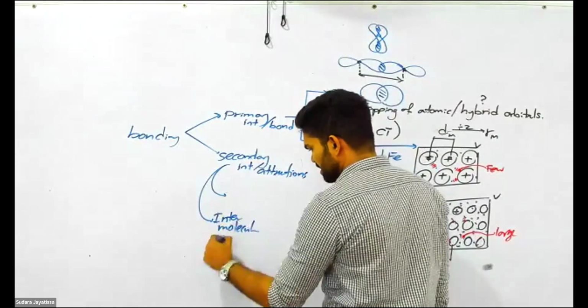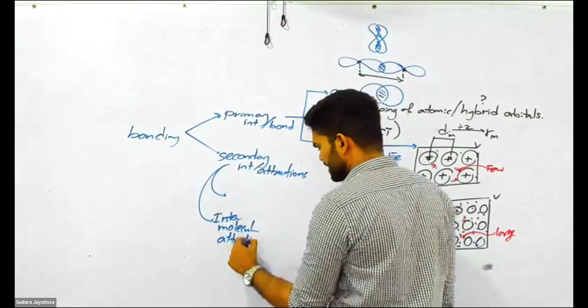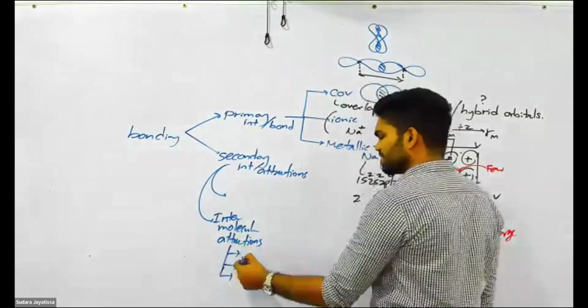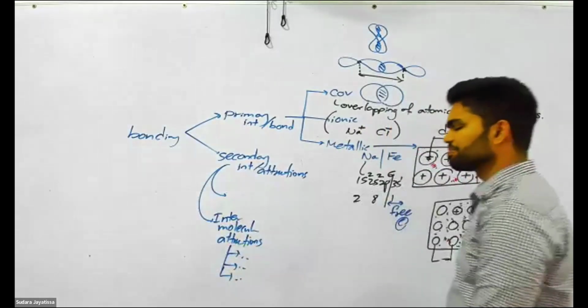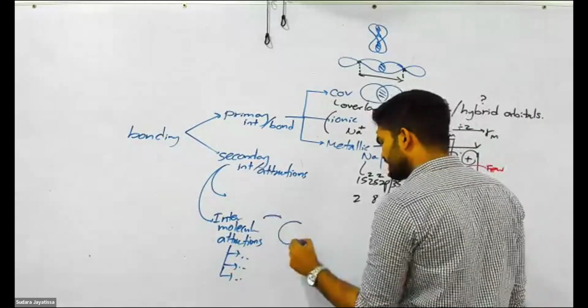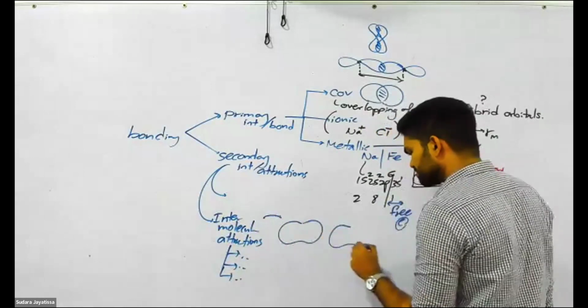Intermolecular attractions. There are various types of intermolecular attraction. Those are not that critical. You can easily remember them. But my point is, molecules are attracted to one another.